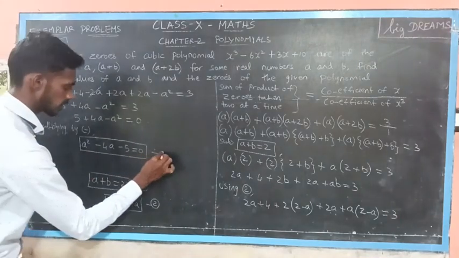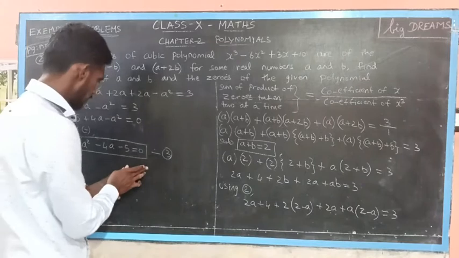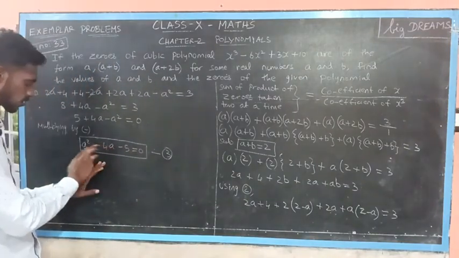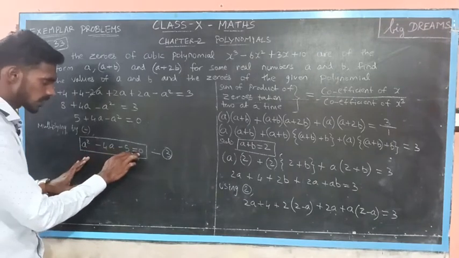So, mark this as number 3. This is the quadratic equation we have got. We are going to solve this quadratic equation for finding the values of a. So, a square minus 4a minus 5 is equal to 0.